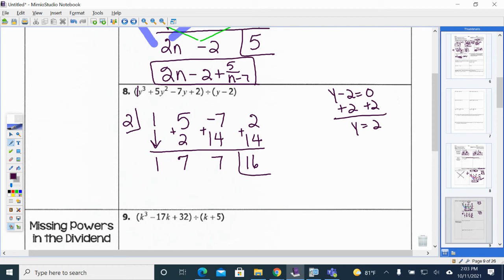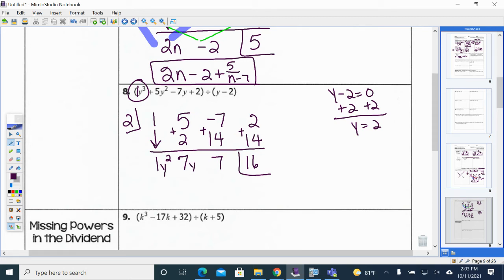Now, notice we've got more things at the bottom than we had before, and it's because we started with a y cubed. And again, you decrease that exponent by 1, which would be a 2, and that's what your answer is going to start with, and it's going to decrease as you go.